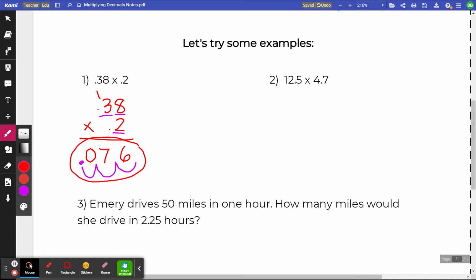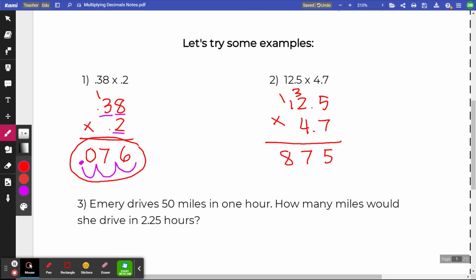All right, second one, let's see, we got 12.5. I'm going to put that on the top because it has the most digits, times 4.7. And remember, you don't have to line up the decimal points when you multiply. This was just a coincidence that they were lined up. All right, so now I'm going to multiply like usual. 7 times 5 is 35. Carry the 3. 7 times 2 is 14. Plus 3 is 17. Carry the 1. 7 times 1 plus 1 is 8.